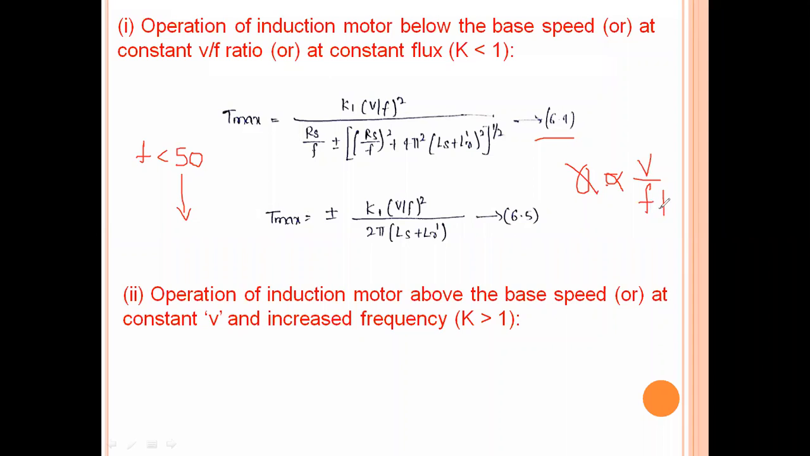So if the frequency is decreasing, this voltage has to be decreased. So the ratio between voltage and frequency, which is the V by F ratio, will remain constant, so that the produced flux will also be constant. This is the main motto for this operating condition, because for this operating condition we need to maintain the flux constant.